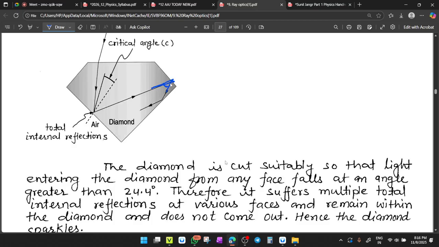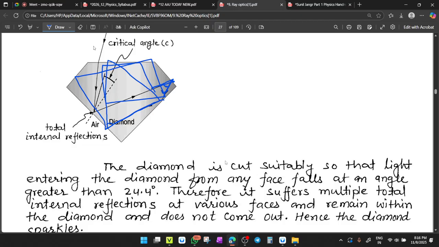light ray gets totally internally reflected here. Again, it is totally internally reflected here. Again, it will be totally internally reflected here. Means everywhere the light is thrown from one face to another face, from one place to another place. Clear or not clear?